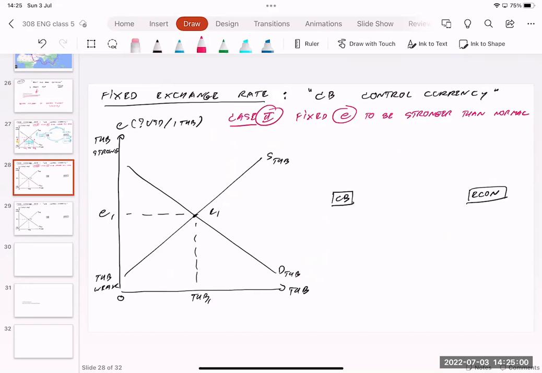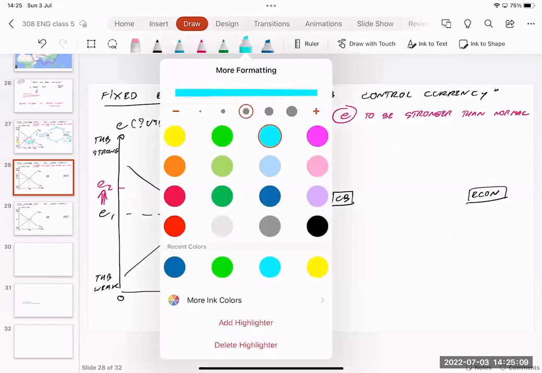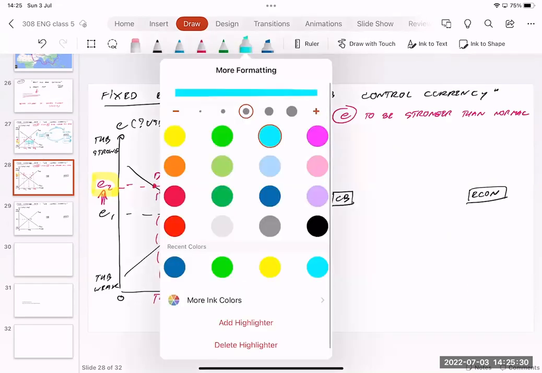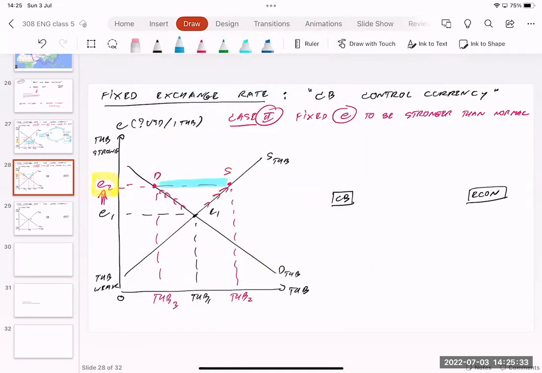To fix the currency to be stronger than normal, they just want to make the nominal exchange rate go up higher than the equilibrium point, let's say at E2. At E2, for the supply side, supply goes up to the right, because people want to sell more Thai baht. For demand, it goes to the left, because people want to buy less Thai baht. So you have a gap between supply and demand. In this case, supply is greater than demand, so you have an excess supply problem.